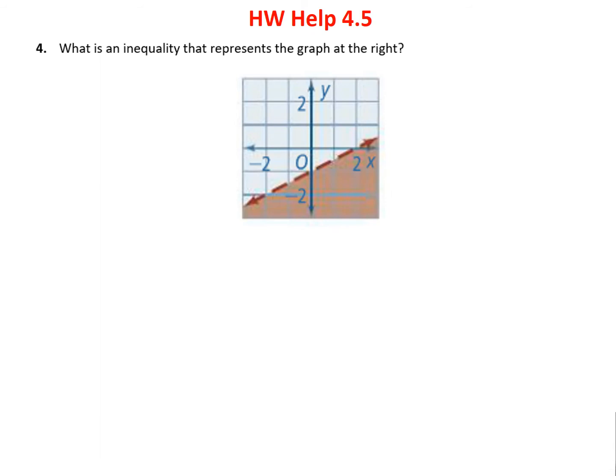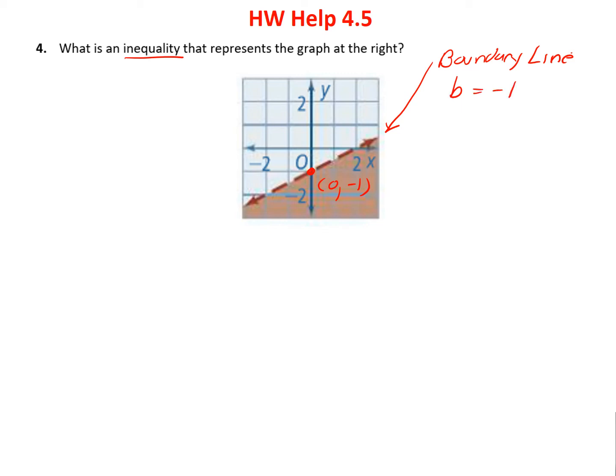Problem 4 is kind of the reverse of the others. This time they're giving us the graph and asking us to write the inequality. Okay, so first thing we need to do is look at the boundary line. What is the boundary line? In our case, I notice that it crosses the y-axis right here, and that's the point 0, minus 1. So that means if that's my y-intercept, it means that in my equation, b equals minus 1.